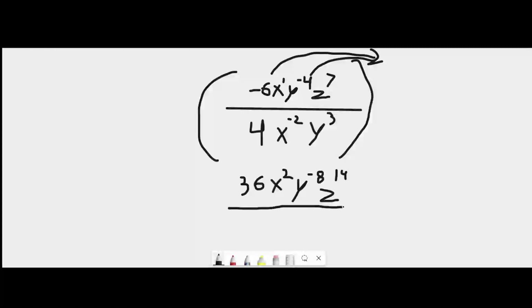All over 16. The x down here will become a negative 4. And the y will become a 6.